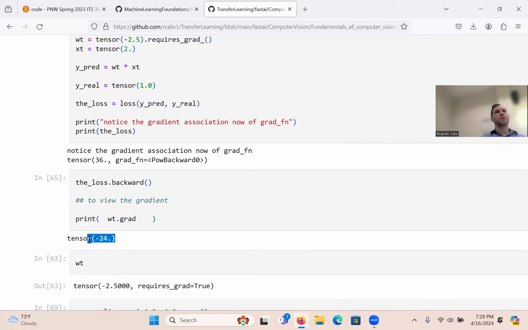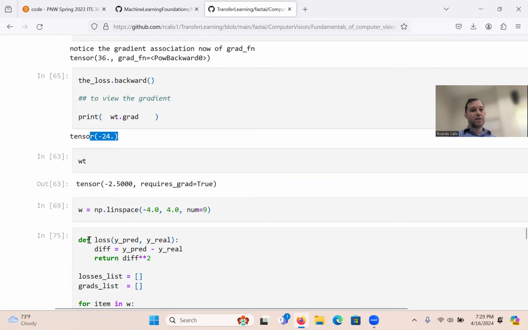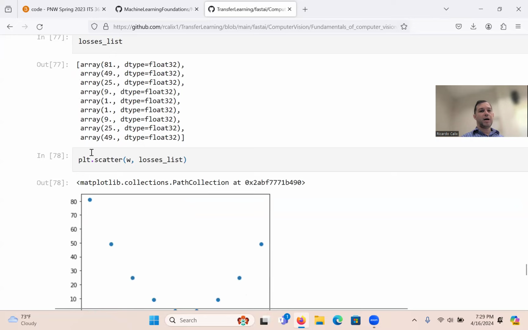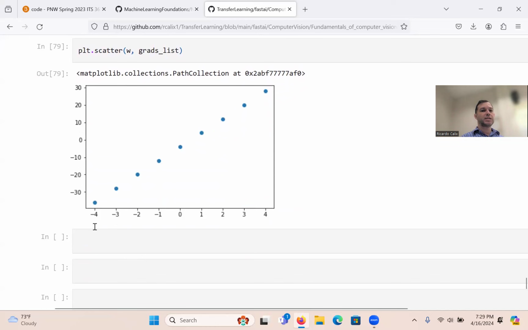I'm just extending this to what the loss does. Okay, there's WT. Now I create, because I wanted to plot this, a new linear space from -4 to 4. You can see it right here, -4 to 4, and I'm using it exactly down here, okay?